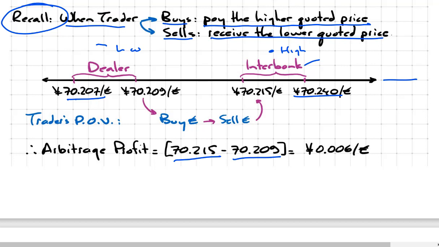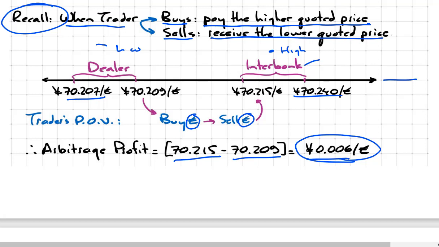So what is your arbitrage profit? It's right there. You made 0.006 yen per the euro. Now, why is this arbitrage? Because you're not exposed to any risk. So as soon as you bought the euro, you sold it immediately. So the only thing you walk away with is this profit. You have no exposure. So you're not still holding on to the currency you bought from the dealer. You bought it and you sold it right away.